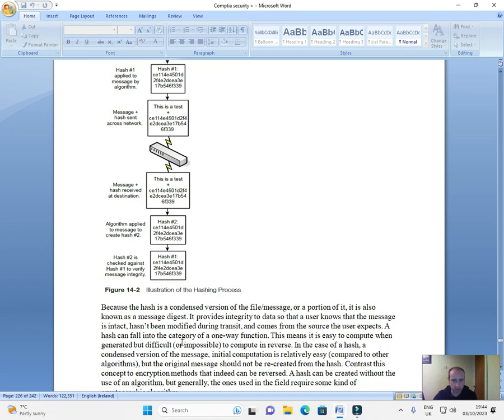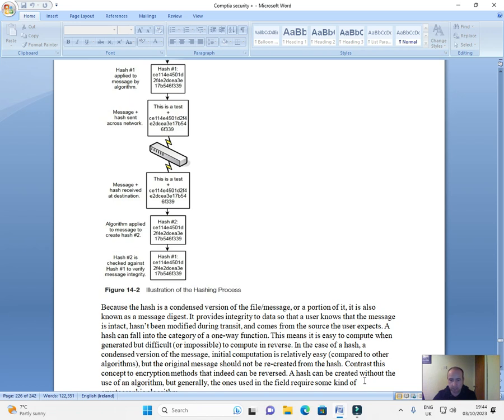A hash can fall into the category of one-way function. This means it's easy to compute when generated, but difficult or impossible to compute in reverse. In the case of a hash, a condensed version of the message, initial computation is relatively easy compared to other algorithms, but the original message should not be recreated from the hash. Contrast this concept to encryption methods that indeed can be reversed.